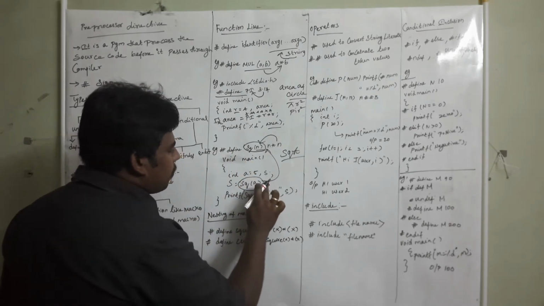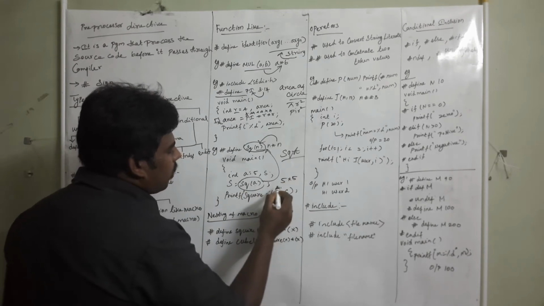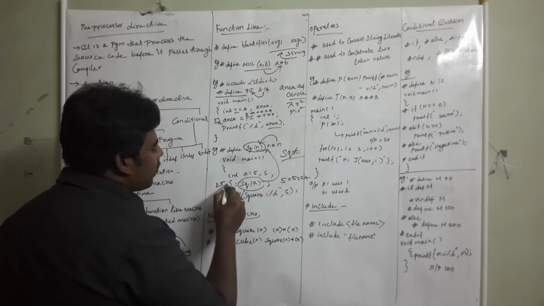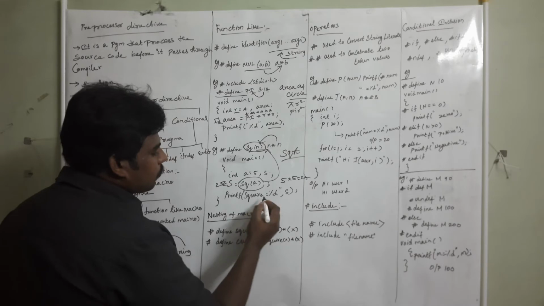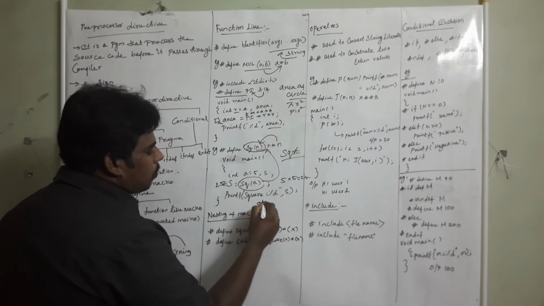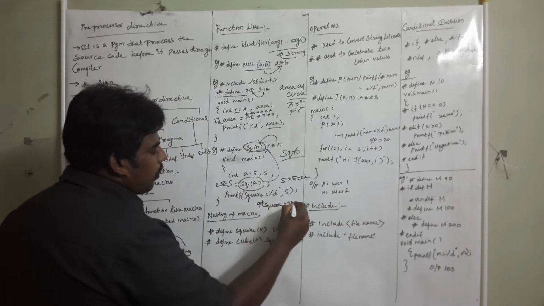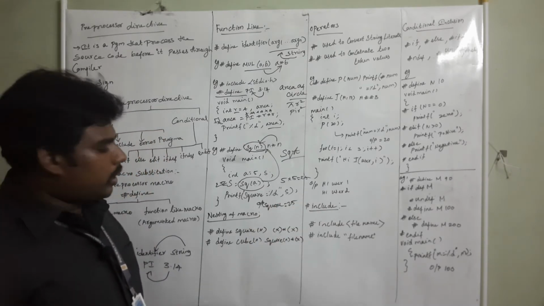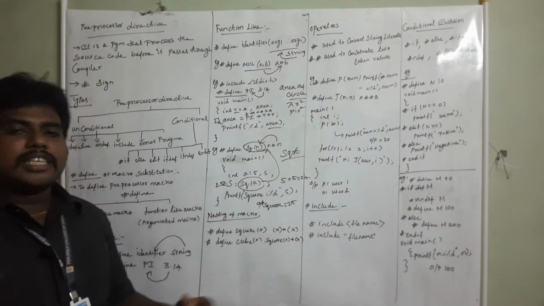So what will happen means, what's the value of a? 5. So here 5 into 5. What is 5 into 5? 25, right? So 25 will be stored in the s. Then I am printing the s. So you will get the output square equal to 25. Got it? Okay. The next one is nested macro, nesting of macro or nesting macro.